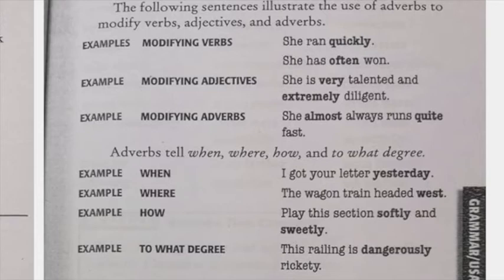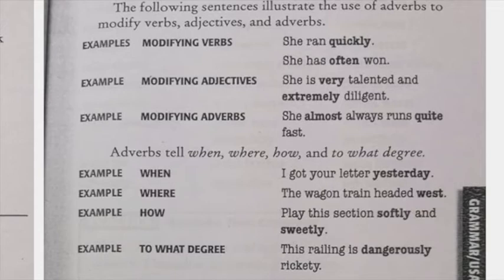So example, we have here an example of when. I got your letter yesterday. So the yesterday here tells the when of a statement. And we also have where. The wagon train headed west. So it is an adverb that tells where.